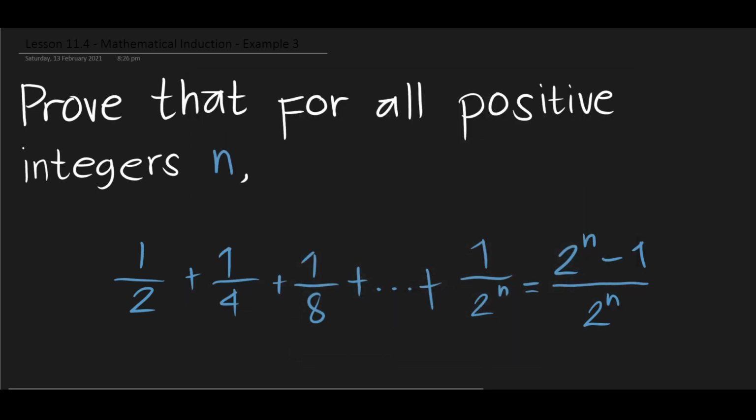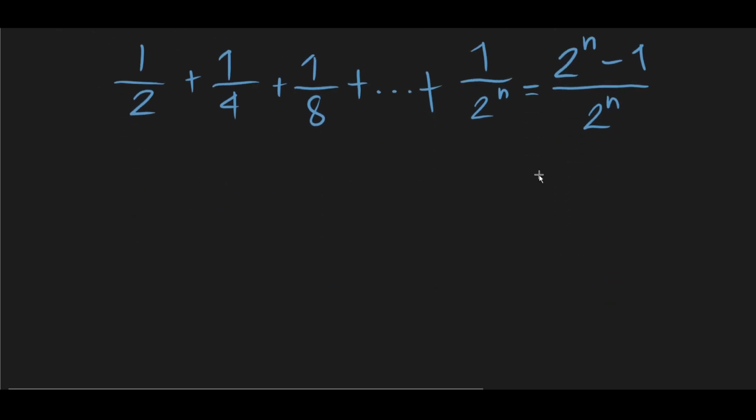So we need to prove that for all positive integers n, the summation of 1/2 plus 1 over 4 plus 1 over 8 up until 1 over 2 raised to n is equal to (2 raised to n minus 1) over 2 raised to n for any n.